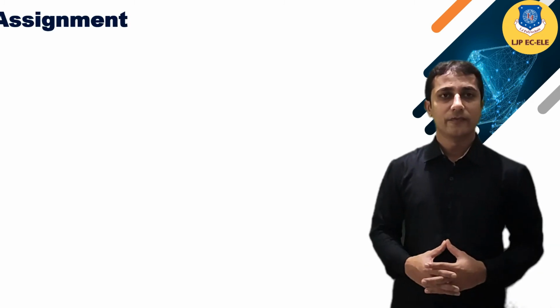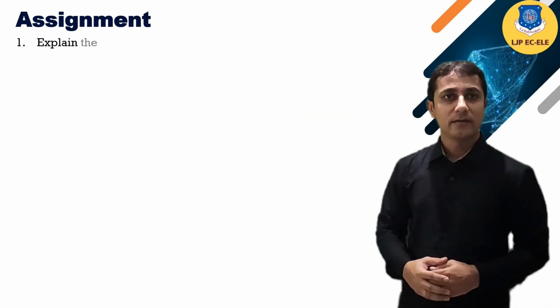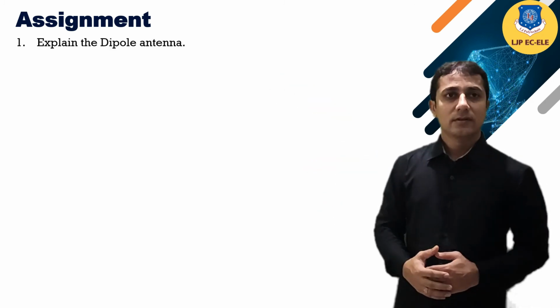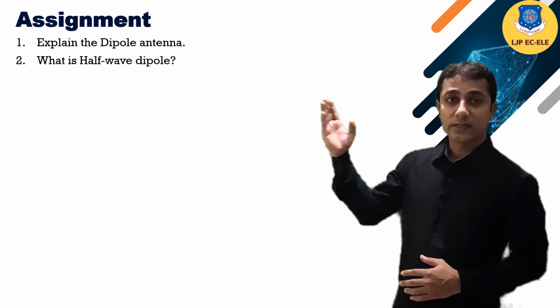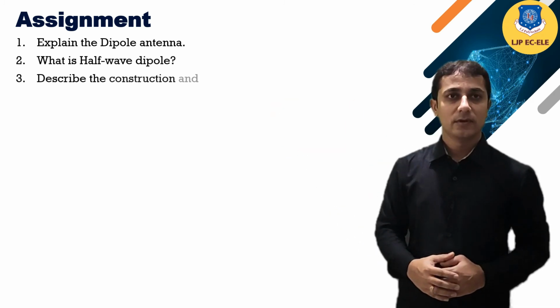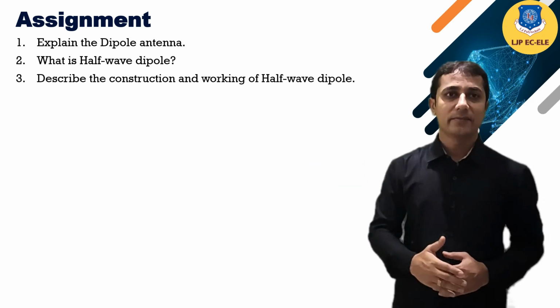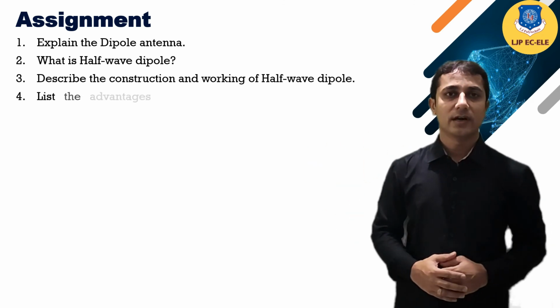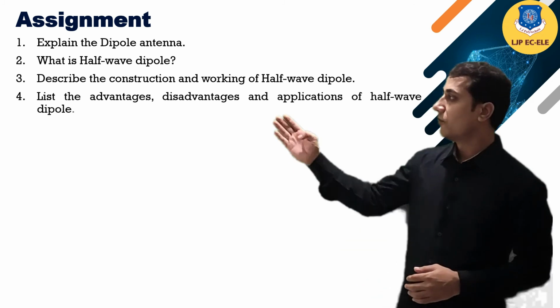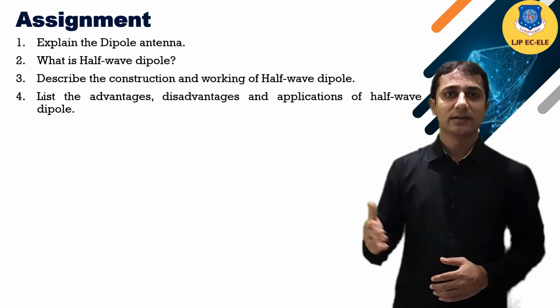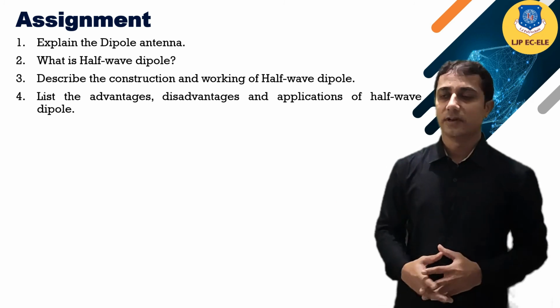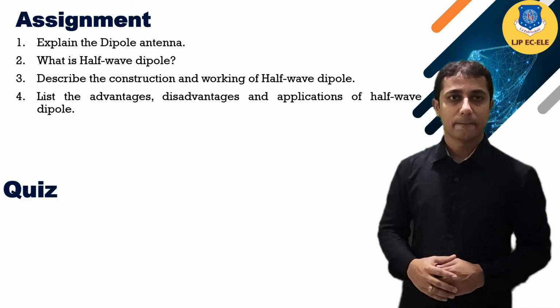Now at the last, as we said, we have an assignment and quiz for you. First, the assignment. First question, explain the dipole antenna. Second, what is a half wave dipole? Third, describe the construction and working of the half-wave dipole. And the fourth, that is last, list the advantages, disadvantages and applications of the half-wave dipole antenna.